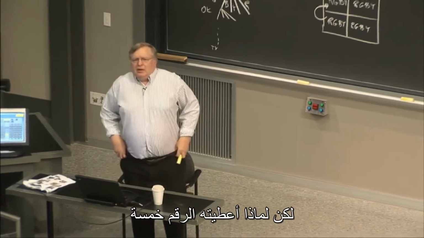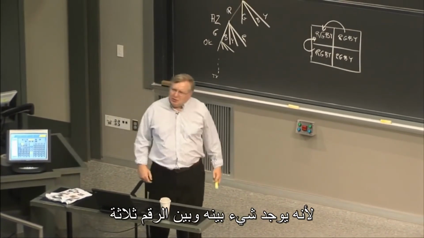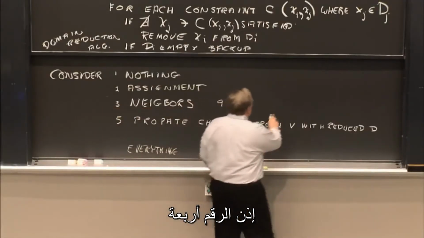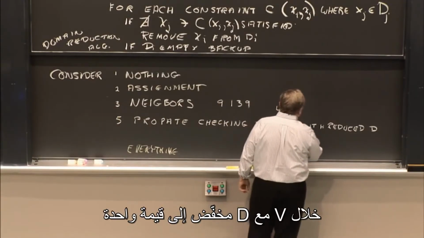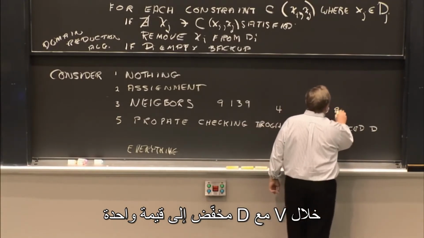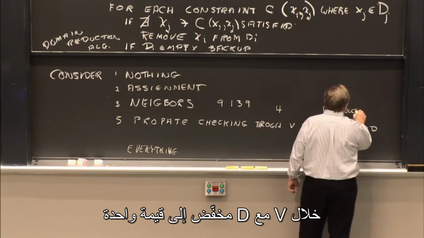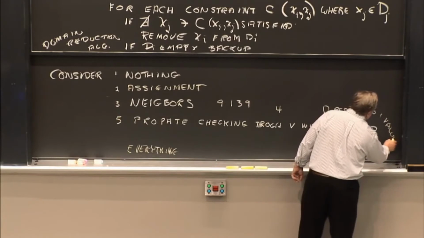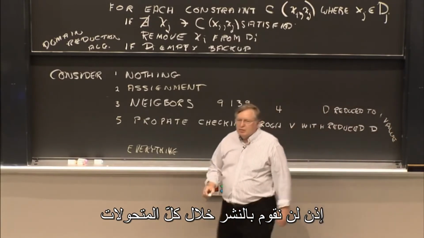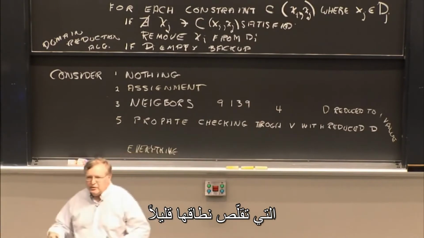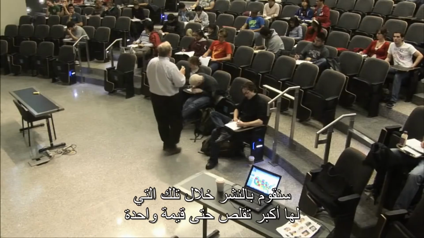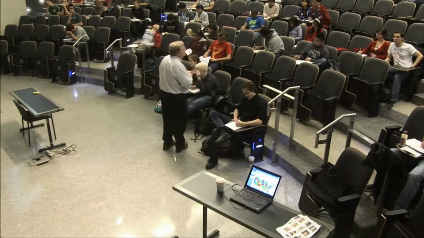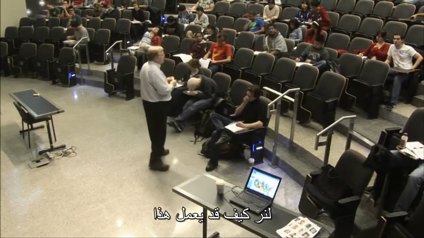But why did they label it number 5? Well, because there's something between this and number 3. So number 4 is propagate through V with D reduced to one value. So we're not going to propagate through all of the variables which have their domains shrunk a little bit. We're only going to propagate through those that have the greater shrinkage all the way down to a single value. All right, so let's see how that might work.